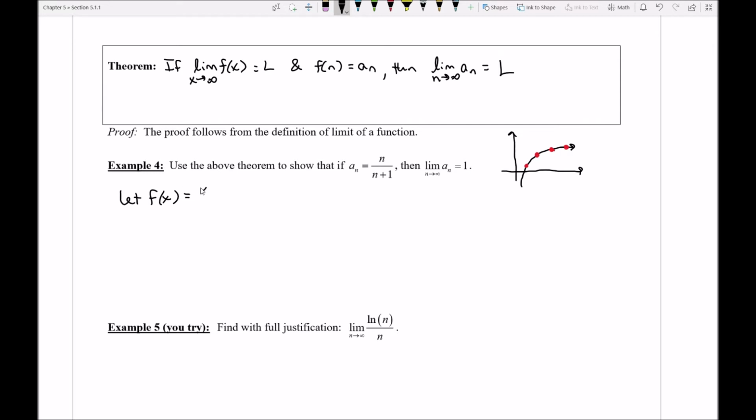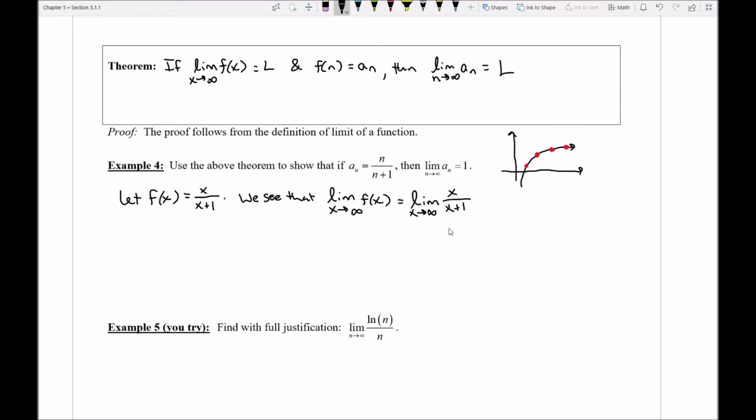Notice that first I'm establishing what my function is. I'm not just writing it down. I'm saying, how about we let f of x be equal to this? We see that I can easily calculate the limit of our f of x function. The limit of this function is going to be the limit of x over x plus 1, and I can think about how I wish to evaluate that.